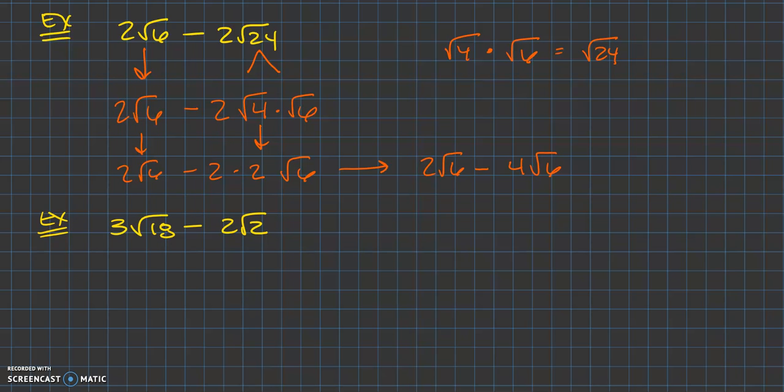Now the number under the radicand, they are the same now. And so 2 minus 4 is negative 2. So that is going to be negative 2 root 6 will be your final answer.